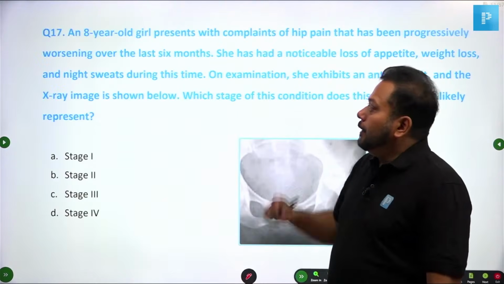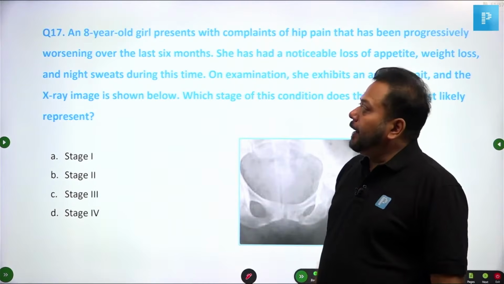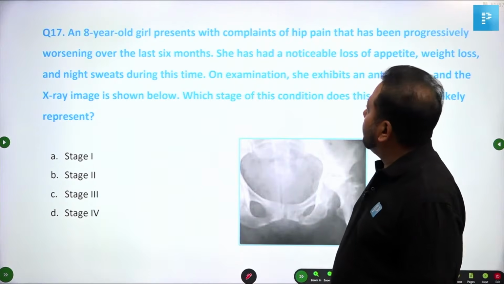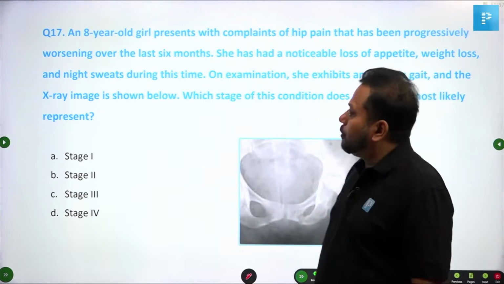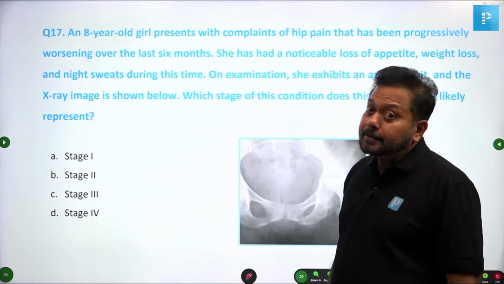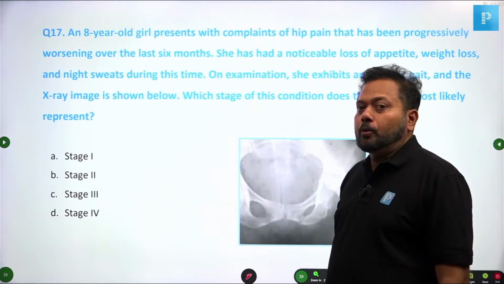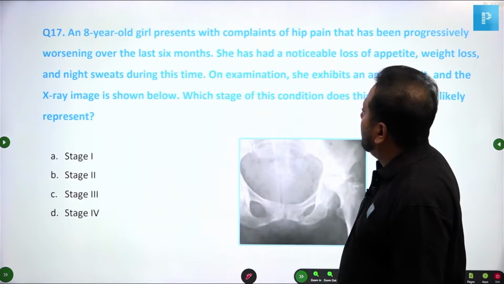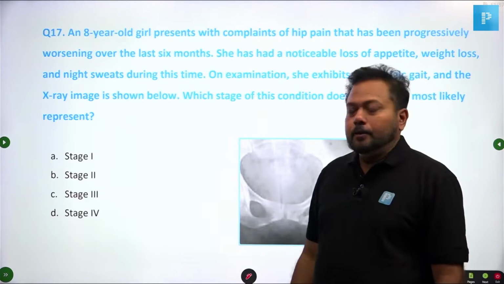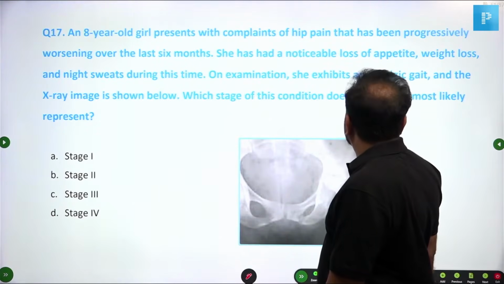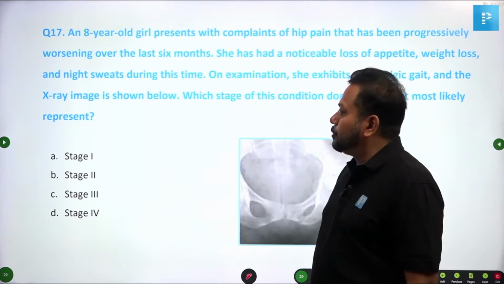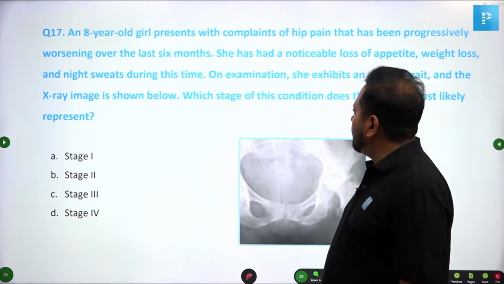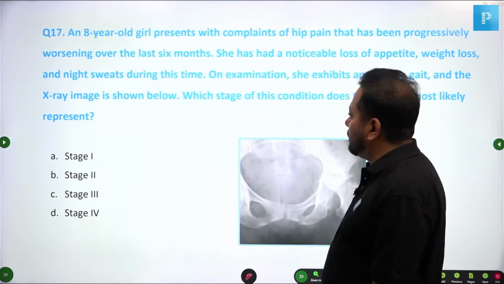Right. Question number 17. An 8-year-old girl presents with complaints of hip pain that has been progressively worsening over the last 6 months. She has had a noticeable loss of appetite, weight loss and night sweats. On examination she exhibits an antalgic gait and the image is shown below. Which stage of this condition is this patient most likely in?